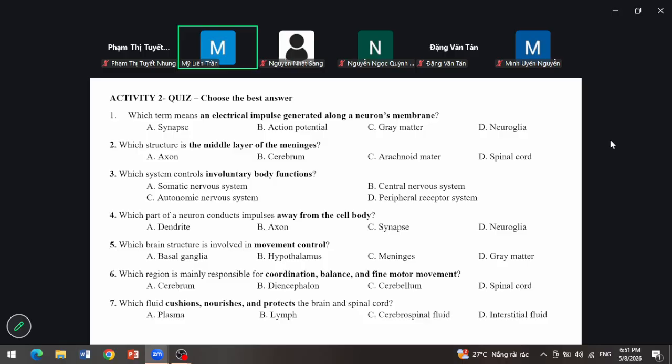But before going to details of the reading passage, I have a short quiz for you to test your vocabulary and some of the main ideas in the text.